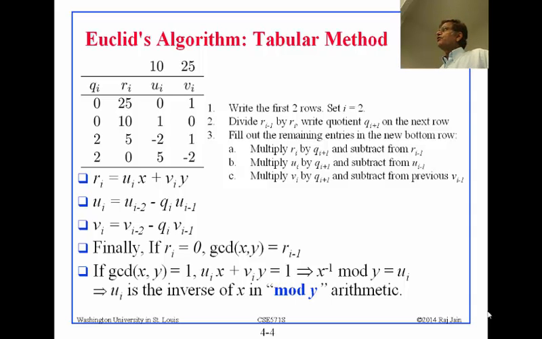Once you got the third row, you just repeat that process, basically. So you take 5, divide into 10, you get a quotient of 2. We got the number 2 by dividing 10 by 5. Now what we do is these steps. First we take 5 times 2, subtract from 10, we get a 0. We take minus 2 times 2, get minus 4, subtract from 1, we get 5. 1 times 2, subtract from 0, we get minus 2.